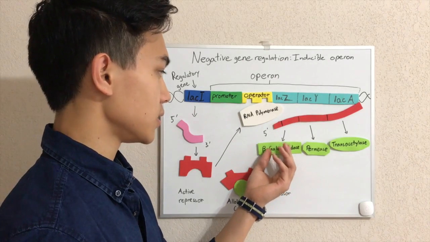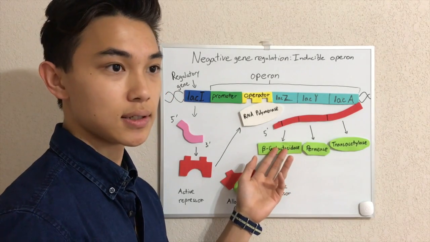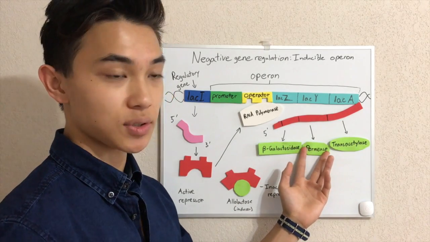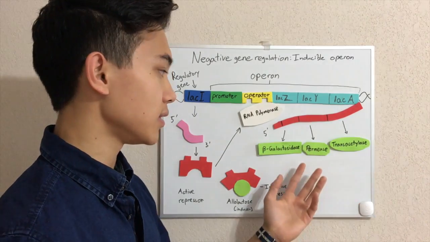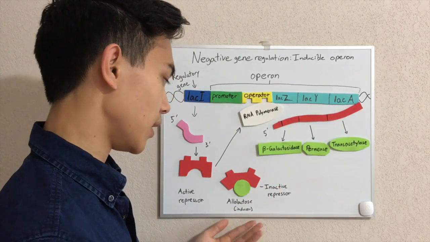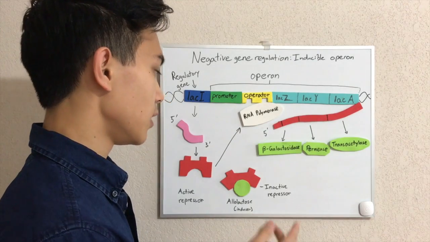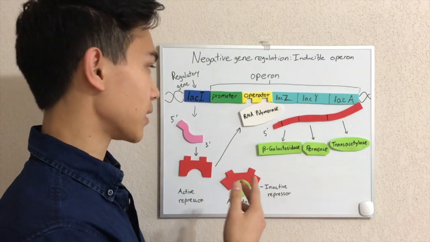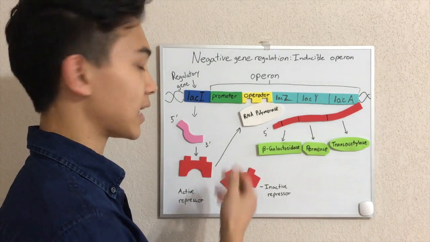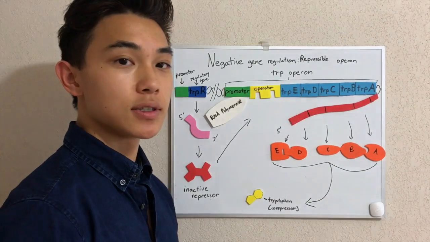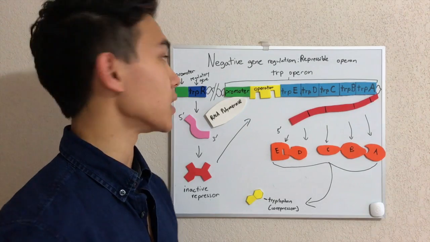Beta-galactosidase causes lactose to change into glucose and galactose. Meanwhile, permease is a surface protein that allows lactose to enter, and these inducers allow lactose to enter the cell, which is negative feedback because it causes the active repressor to become inactive. So this is a type of negative gene regulation.